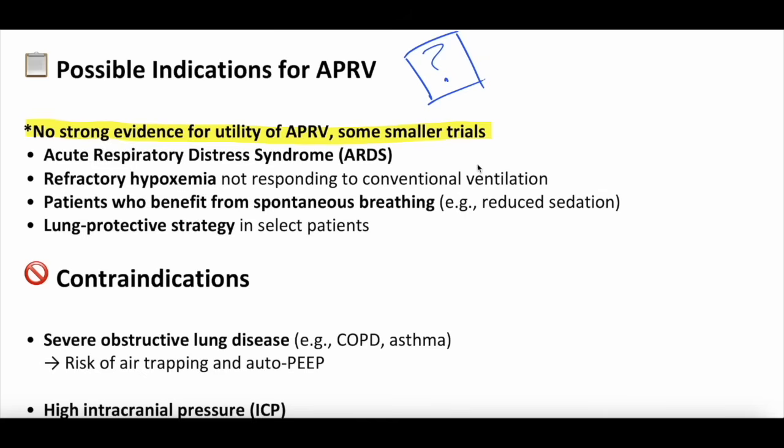Refractory hypoxemia, not responsive to conventional ventilation, because you're keeping these patients for longer periods of time at a higher inspiratory pressure, that P high, which can help with oxygenation. Patients who benefit from spontaneous breathing, right? We said that during APRV, the ventilator lets patients take their own breaths as well. So if a patient is having a lot of ventilator desynchrony, some people think that this mode actually helps with ventilator synchrony by allowing patients to take spontaneous breaths.